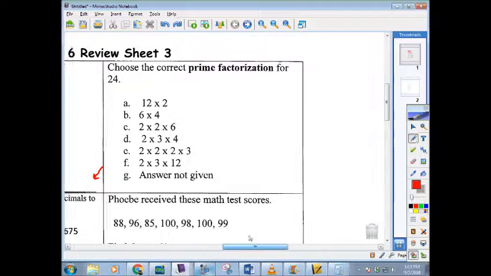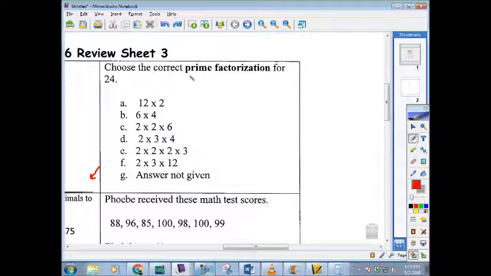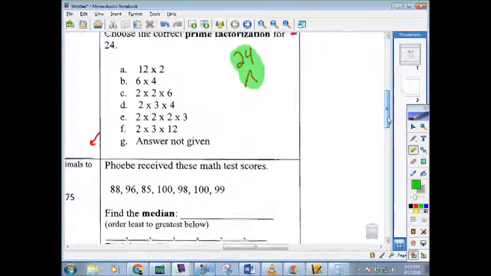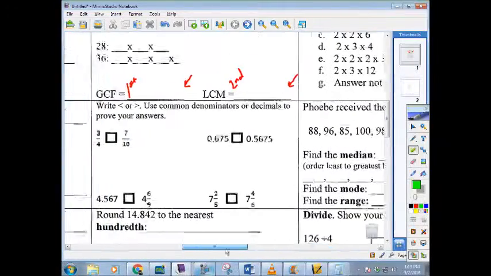Let's go on to number 2. Now we're going to be choosing the correct prime factorization. Just like last week, if you don't show work here, if you don't show your tree and break it down, it's not going to be correct. So you have to show the tree, breaking it down to all of its prime factors, and then select the correct answer.